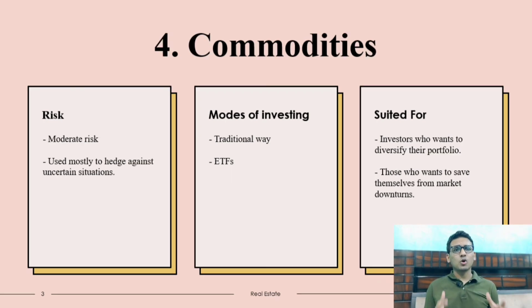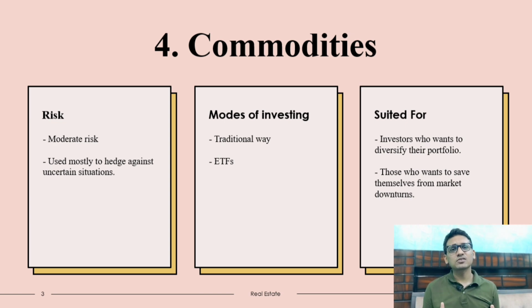Number 4 is commodities. Commodities refer to the raw materials and natural resources that are traded globally, for example gold, silver, crude oil. Commodities are considered a moderately risky instrument because they depend upon a lot of external factors and situations, and people usually invest in commodities in order to hedge against inflation or maybe uncertain situations.